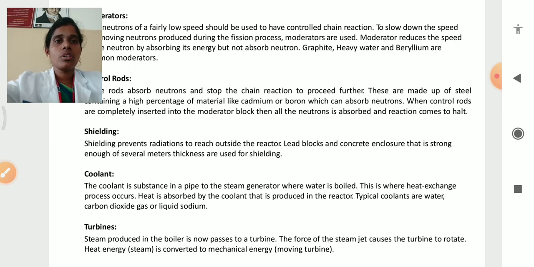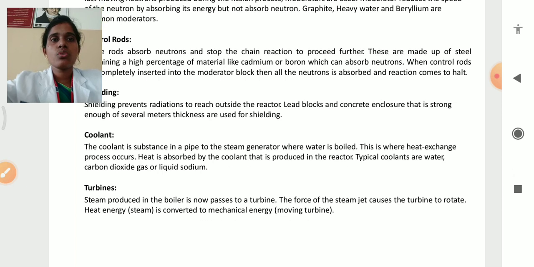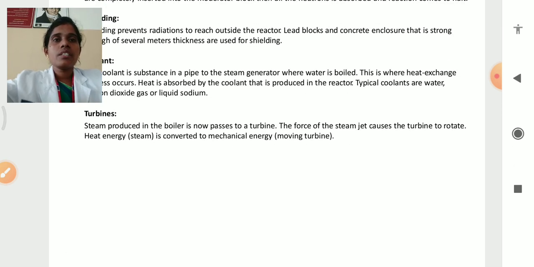Some of the neutrons leak out. So in order to stop them, lead blocks and concrete enclosures strong enough and several meters thick are used for this shielding. And coolant.